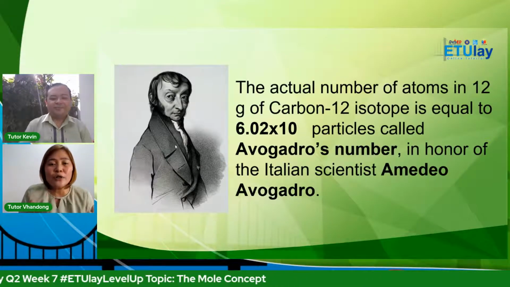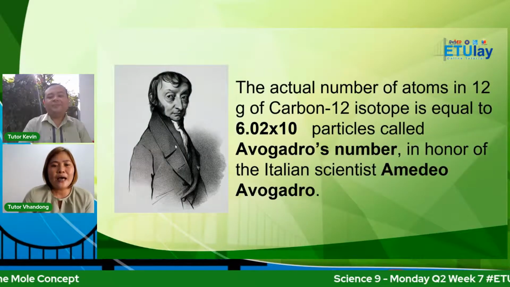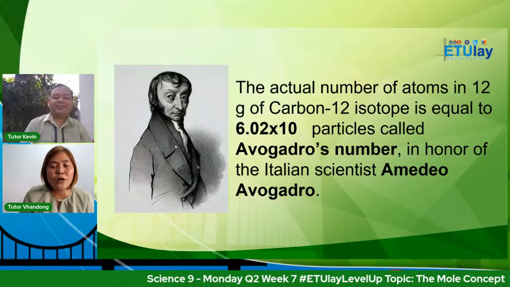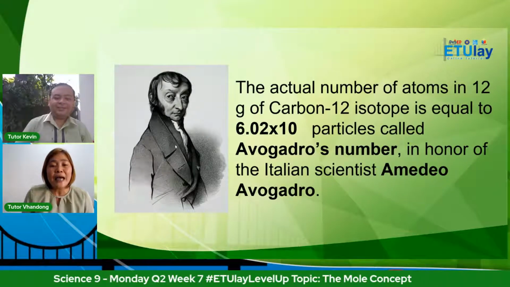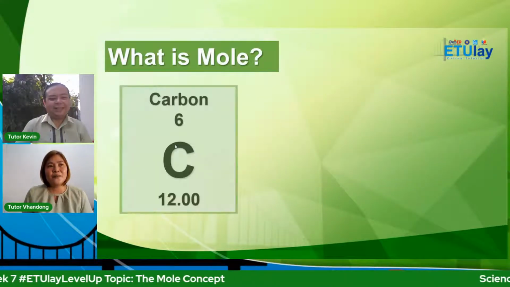So the actual number of atoms in 12 grams of carbon-12 isotope is equal to 6.02 times 10 to the 23rd particles. That is Avogadro's number, in honor of the Italian scientist Amedeo Avogadro. Thank you to him.